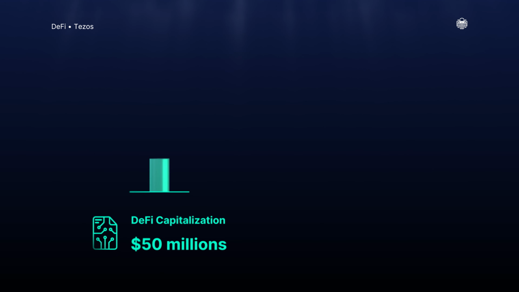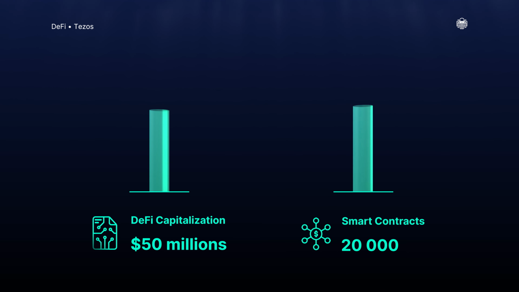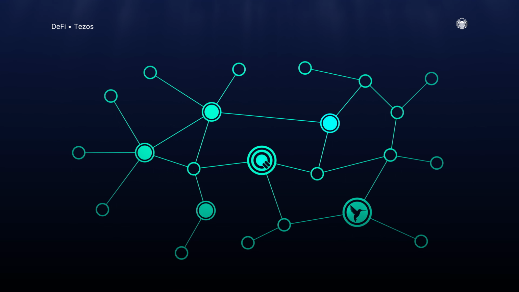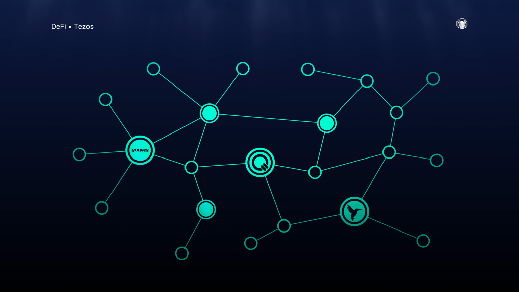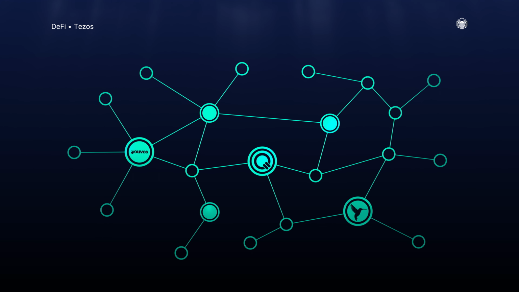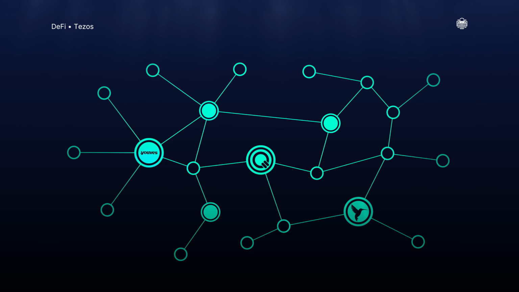The Tezos ecosystem is not nearly as big as that of Ethereum. The DeFi capitalization of the Tezos sector is slightly larger than $50 million, and the number of smart contracts has reached over 20,000. But it must be kept in mind that the development of decentralized applications on the Tezos blockchain only began 2 years ago. The potential of this direction is still very far from full implementation.